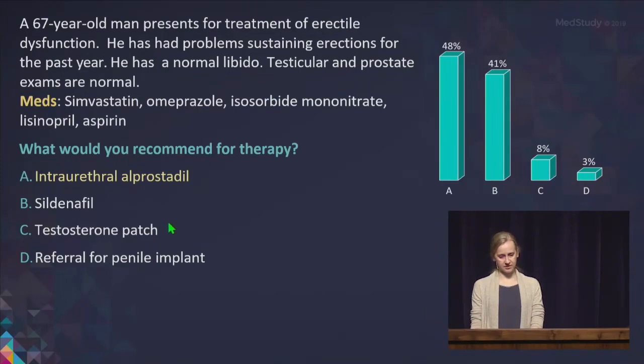Let's see the other answers here. Testosterone patch. That's an interesting choice, especially in the context if he had a low libido, but we probably wouldn't reach for it in this situation. And then referral for a penile implant. I think if the patient was amenable, we would do a topical treatment first before going to surgery.